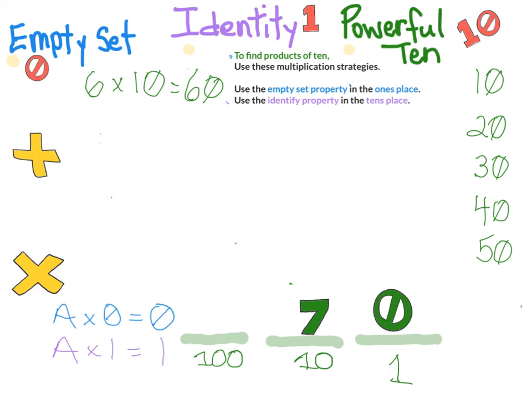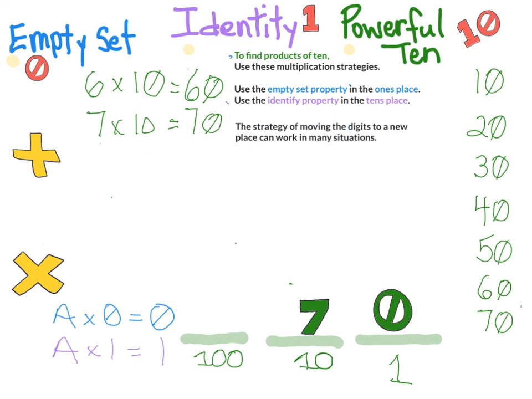Now, we can look at it, 7 times 10, and just put our identity property in the tens place and our empty set property in the ones place, because now there is no value in the ones place. We could also continue to skip count. Sometimes it takes a long time skip counting, so you're going to have to use these other strategies.